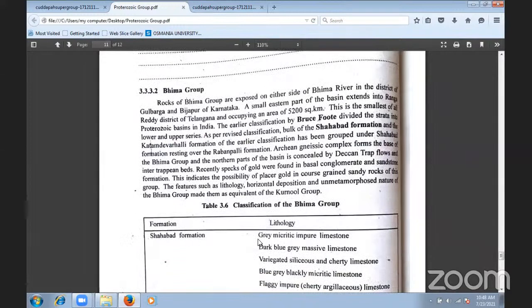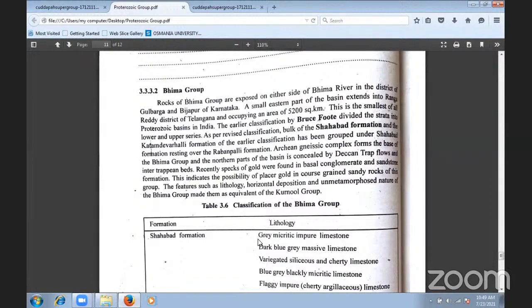The Bhima group is located in the districts of Gulbarga and Bijapur, Karnataka. In our Telangana state, we also have a small portion in the eastern part of Rangareddy. The Bhima basin occupies around 5,200 square kilometers. It is the smallest of the Proterozoic basins in India.